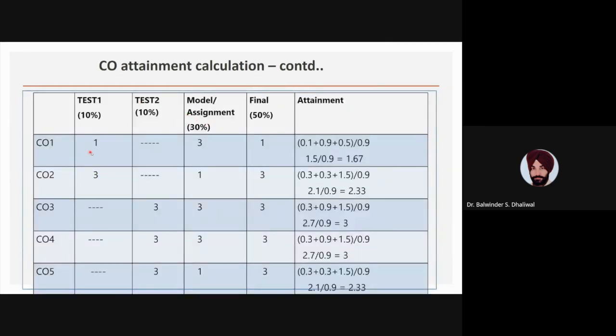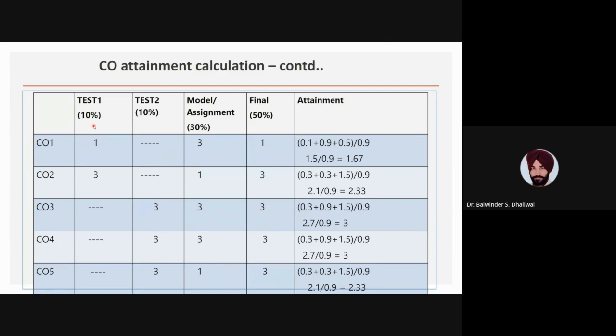Test 1 is 1, test 2 is not aligned with CO1, so it is written as a dash, model assignment 3, and final 1. So we need to write the CO attainment level calculations which we have done in the previous table into this table, right? Now the overall CO1 attainment will be the weighted average of these values. Here you can see 10%, 10%, 30%, 50%. These values show the weightage of that particular assessment tool in the final calculation.